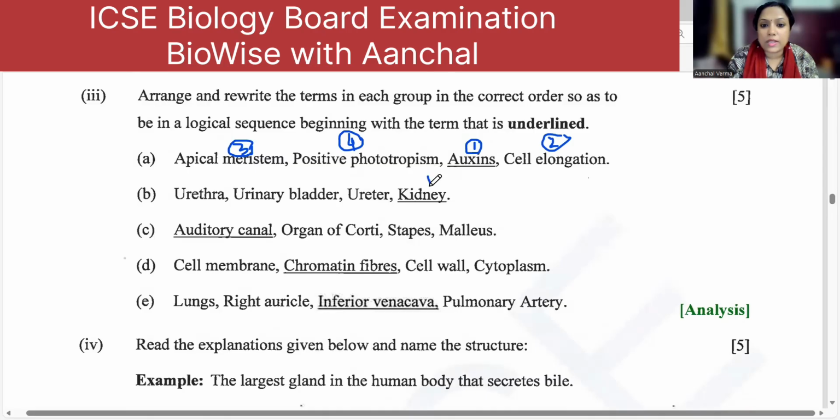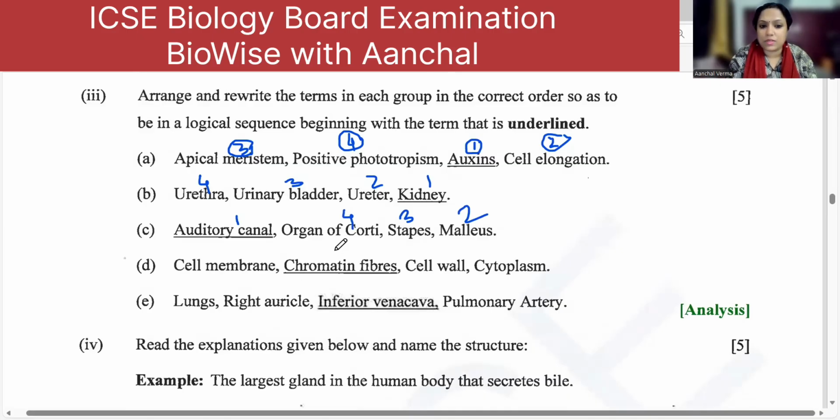Next one is kidney. Then you have the ureter. Then you have the urinary bladder. And then you have the urethra through which the urine comes out. Then you have auditory canal. Auditory canal, that is in the outer ear. Then go to the middle ear, incus, malleus, stapes. Then in the inner ear, that is your organ of Corti.